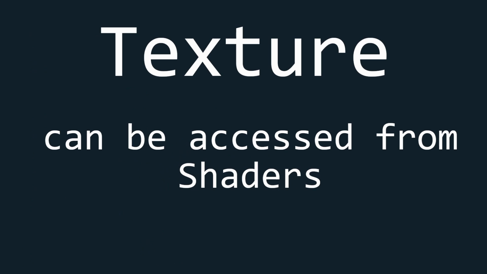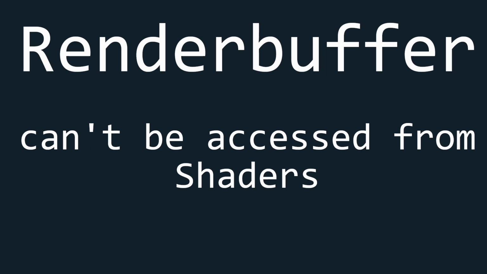Keep in mind we store our color in a texture, therefore we can access it from a shader, which we want to do. But in the case of the depth buffer, we don't really care about reading it in a shader for this tutorial. So instead of using a texture, we can use a render buffer object, which is much faster, but has the disadvantage that you can't read it directly in a shader.